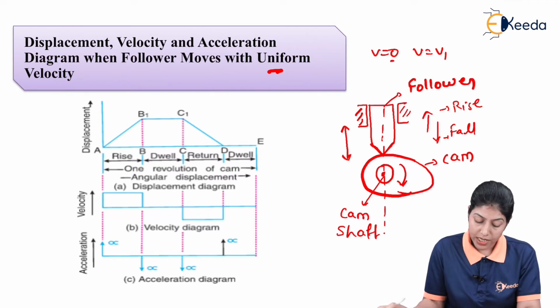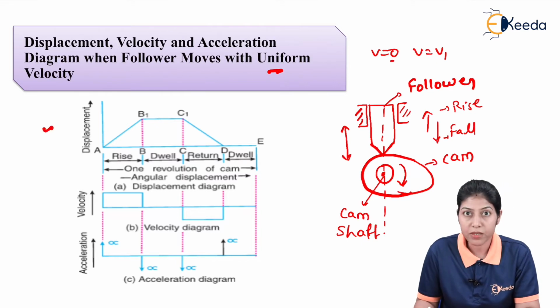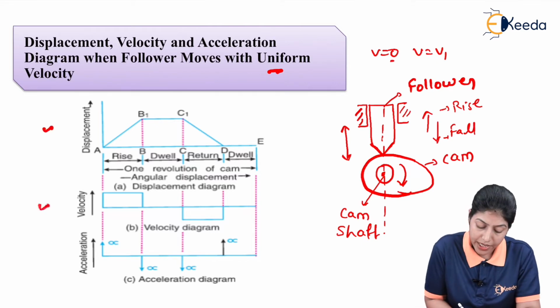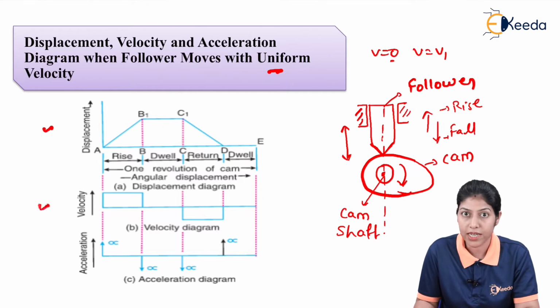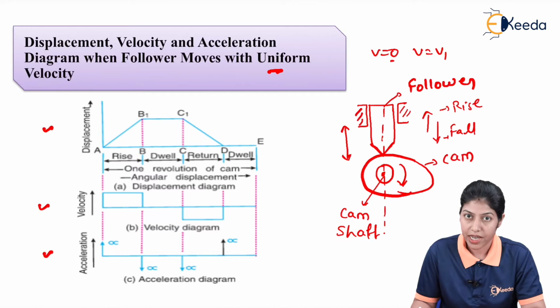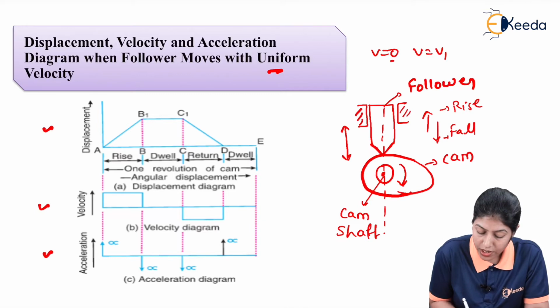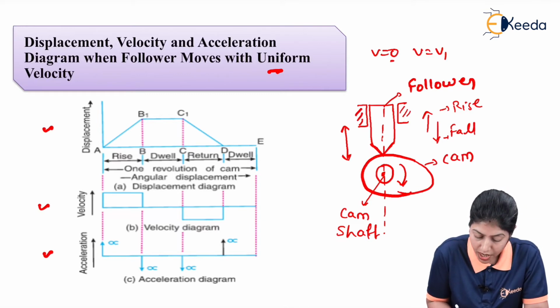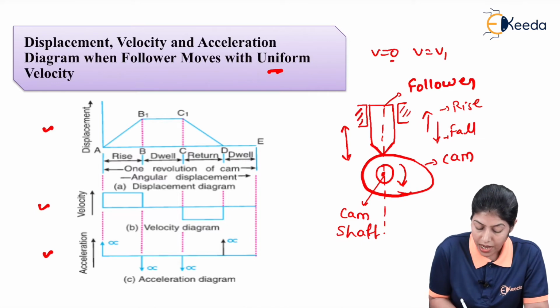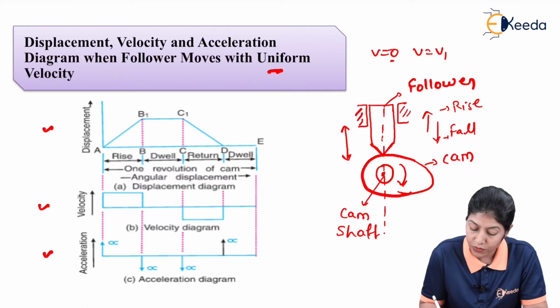So as you can see, there are three diagrams. First diagram is representing the displacement diagram. Second diagram is representing the velocity diagram, and third diagram is representing the acceleration diagram. Now how we can draw this diagram? So here you can see horizontal line and vertical line. This particular diagram I am going to draw as a graph, and this graph we will define as per the motion of the follower.